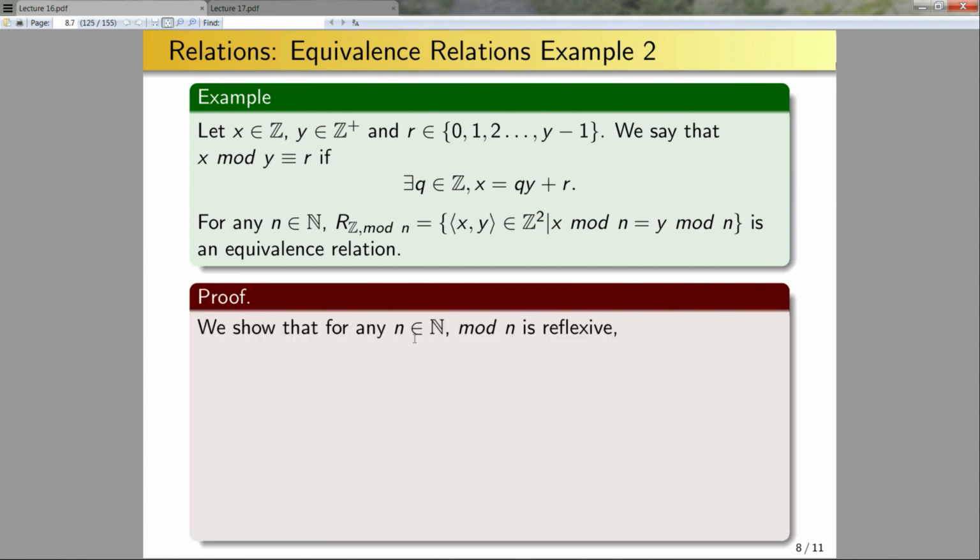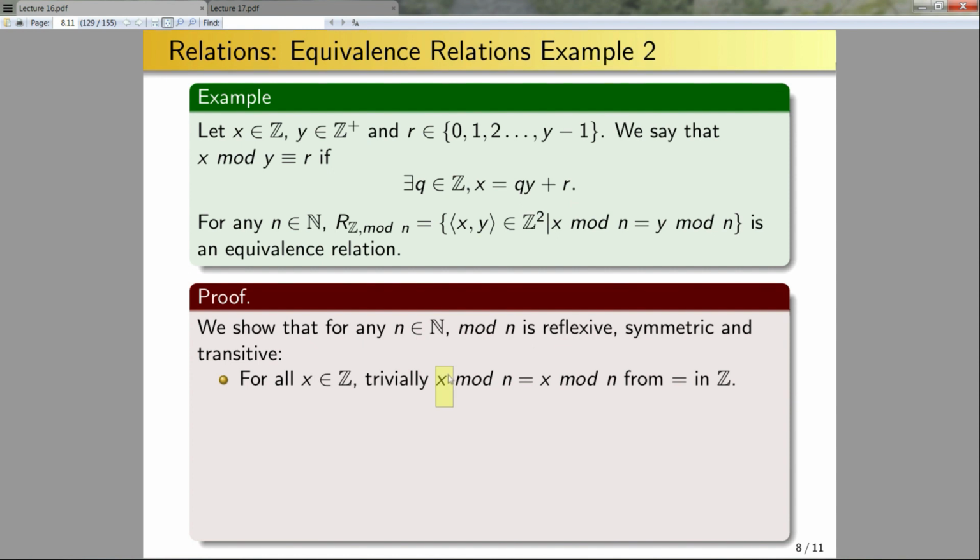We want to show that for any n in Z plus, mod n is reflexive, symmetric, and transitive. To show that it's reflexive, I take some x in Z, and I simply note that if I take x and divide it by n, that will give me an integer r, and if I do the same thing over here, that will give me this remainder r when I compute this mod, and r is equal to r from the equals in Z, therefore this is true.